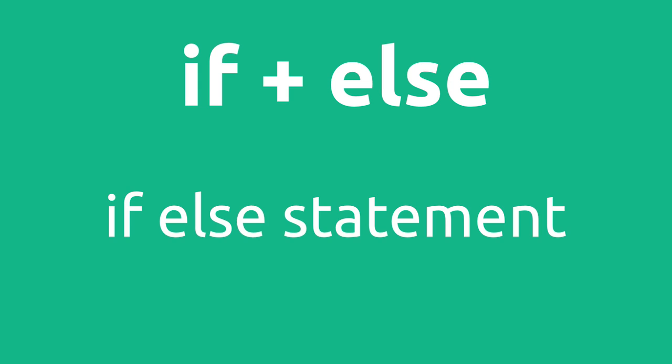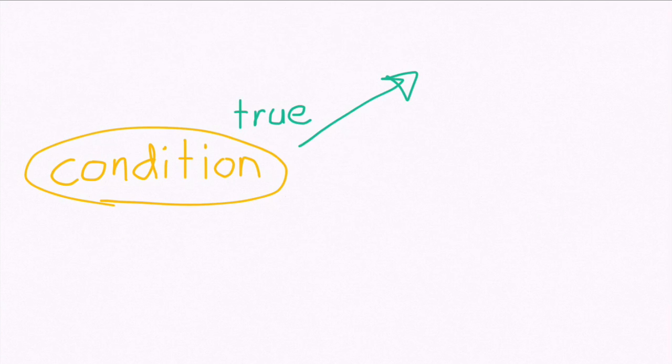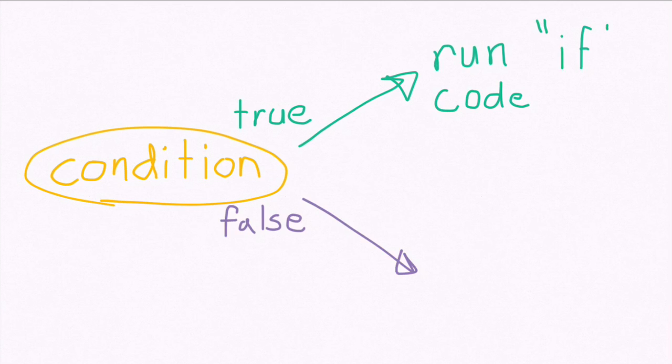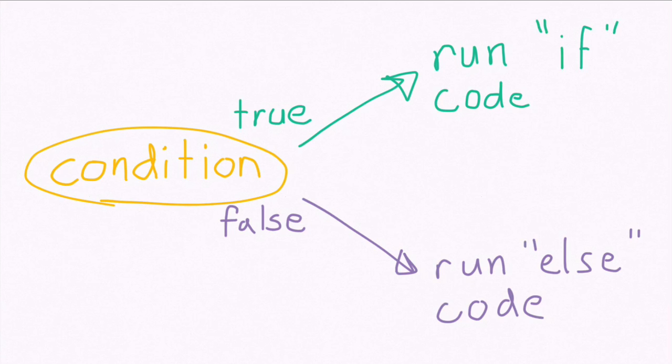Here is how. If has a super helpful sidekick called else. Adding else to an if statement makes what's called an if-else statement. An if-else statement is a lot like an if statement. It has a condition. And if the condition is true, it runs the code in the if section. But if the condition is false, it runs some different code, which is stored in the else section.